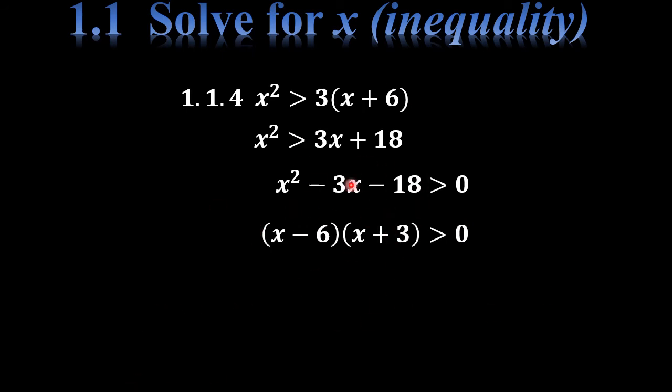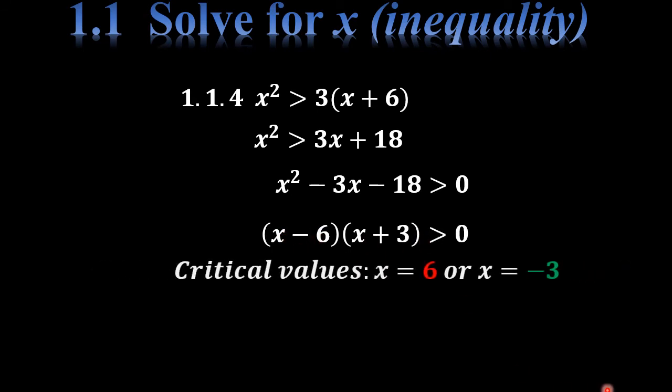So if this was an equation, what were we going to say? We'd just say x minus 6 is greater than 0, or x plus 3 is greater than 0. That's wrong because this is not an equation. Instead, if it is an inequality, you must first find the critical values. But how do you find the critical values? You assume the inequality is actually an equal sign. So if this was an equal sign, then x will be equal to 6 or x is equal to minus 3. That is how you get your critical values.